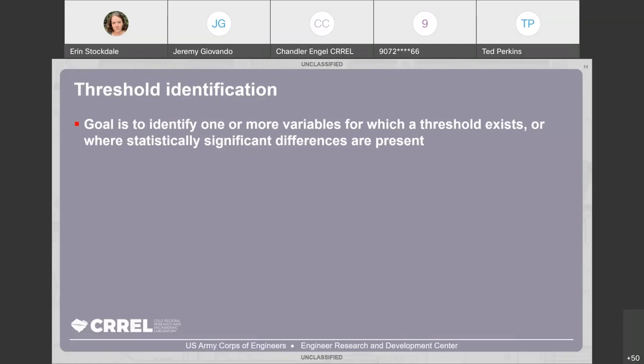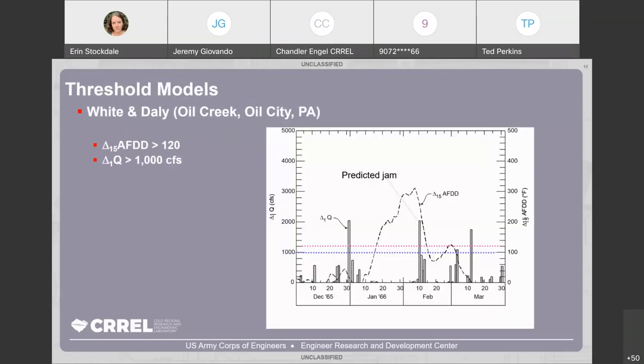The first is the threshold identification model. This is a pretty simple and accessible modeling framework. The idea is to identify variables that can be used as an index that once they're exceeded, once they go past some threshold, suggest that an ice jam is probable.